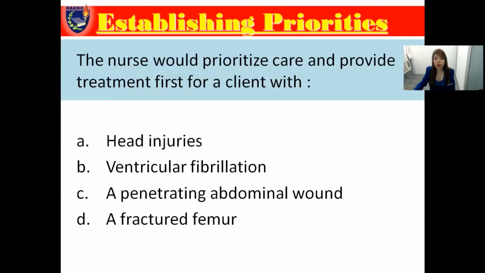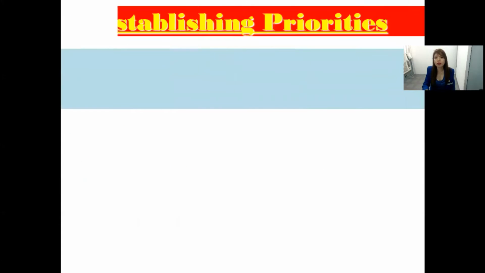So if you are being asked this kind of question, the best answer would be letter B, ventricular fibrillation, since this is the most ominous cardiac arrhythmia, and that is leading to death immediately if not paid close attention.